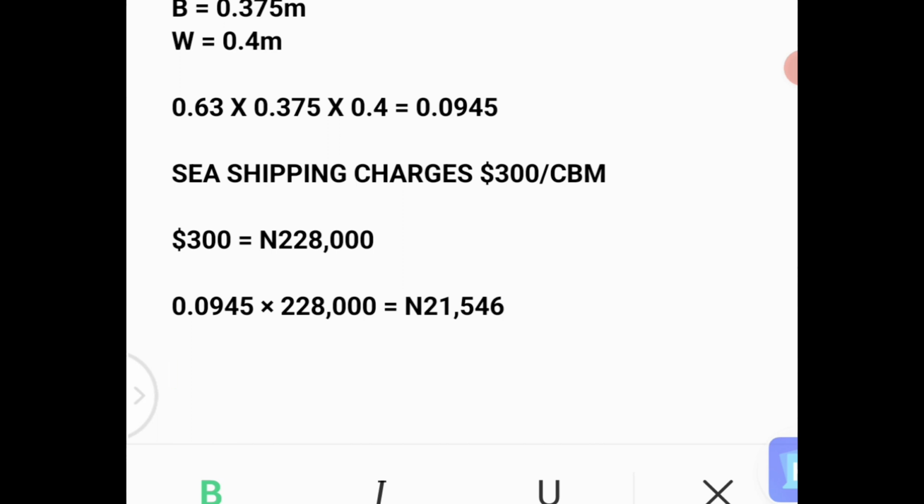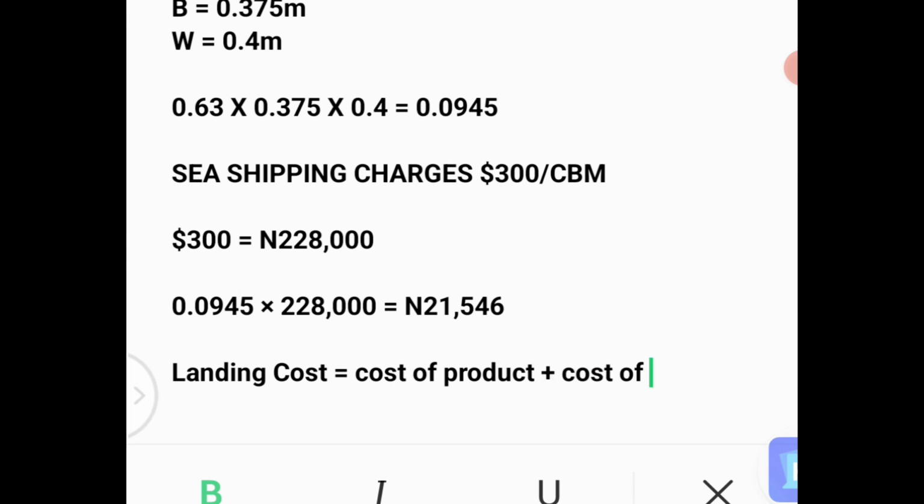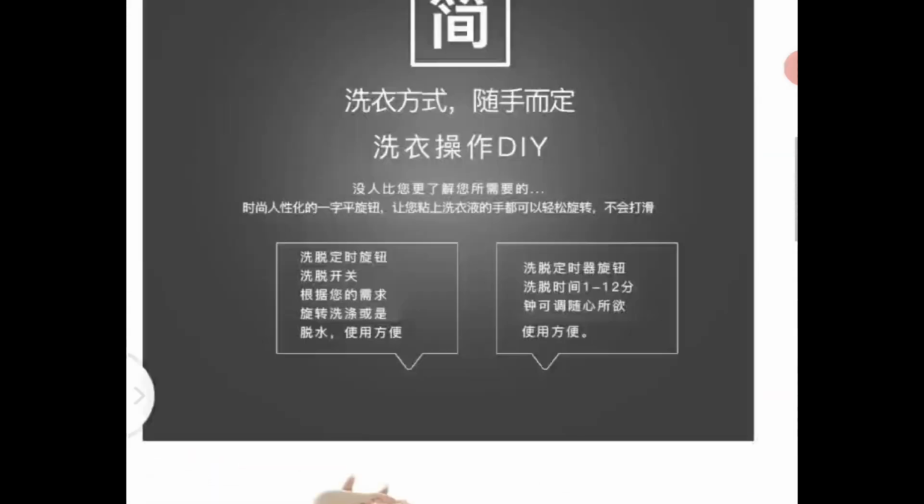Now let's calculate our landing cost. And you know, landing cost, let me write this here so that you guys will understand. Landing cost is equal to cost of product plus cost of shipping. Now we've gotten our shipping cost as 21,546. Let's go take a look at the price of that washing machine. So let's scroll back to the top.